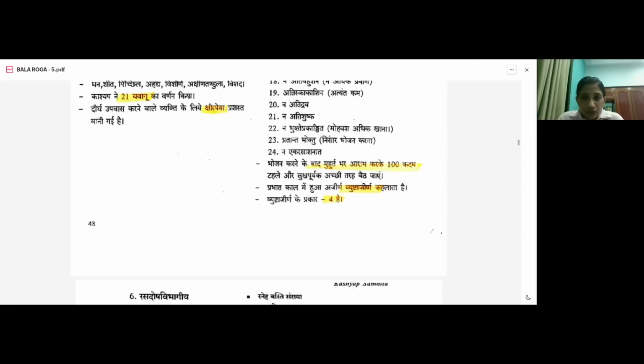प्रभात काल में हुआ अजीर्ण व्युष्टाजीर्ण कहलाता है. So it is of 4 types. This Vyushtajirna is mentioned only in the Kashyapa Samhita, which is the ajirna produced in the morning time, and it is of 4 types. Okay, just remember that name and its type, 4 type.